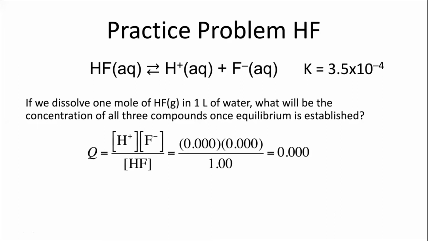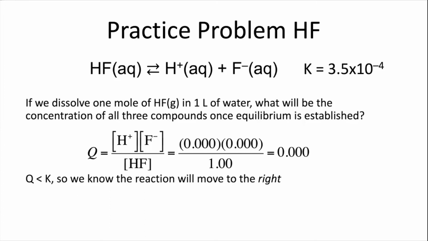Right now, and it's always a good practice to do this, if I substitute in my initial concentrations and find out the value of Q, it's actually 0. I don't have any of the products. And that means it's going to be going from the reactants to the products. So the reaction will move to the right. The question is how much? We don't know the equilibrium concentrations of any of these things.